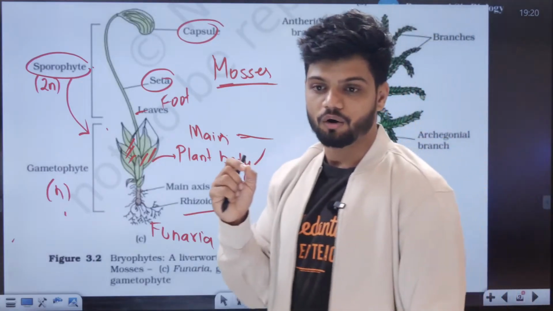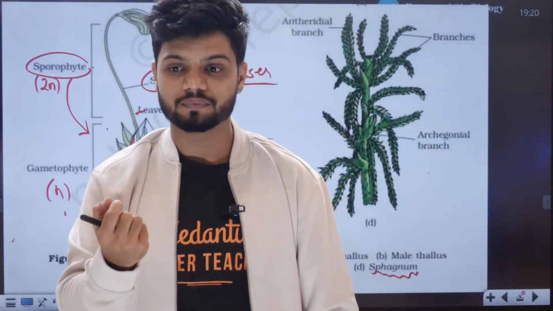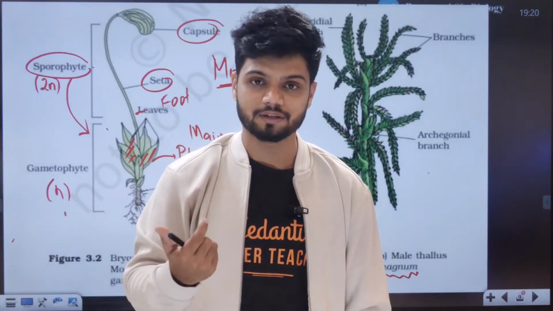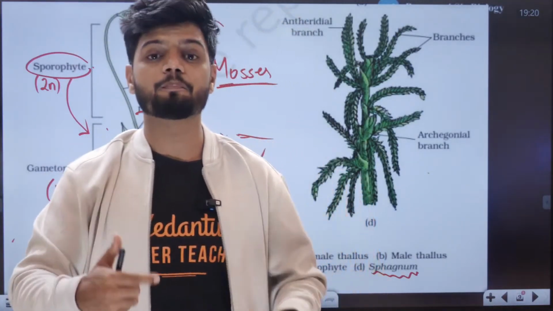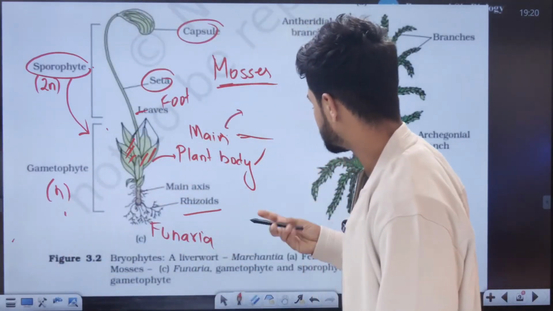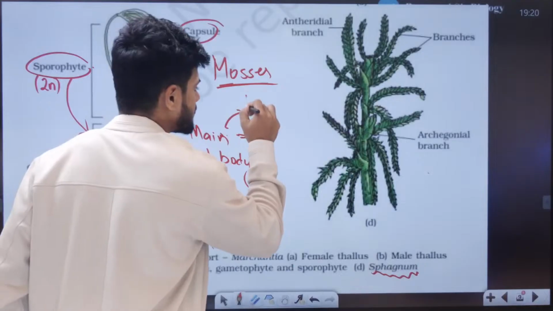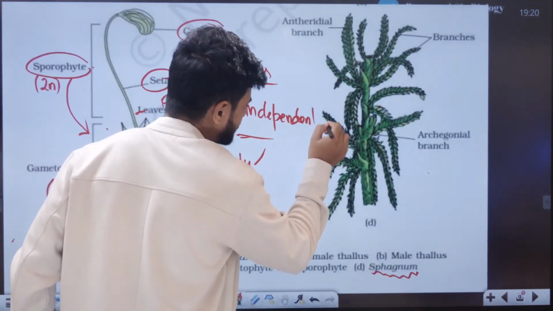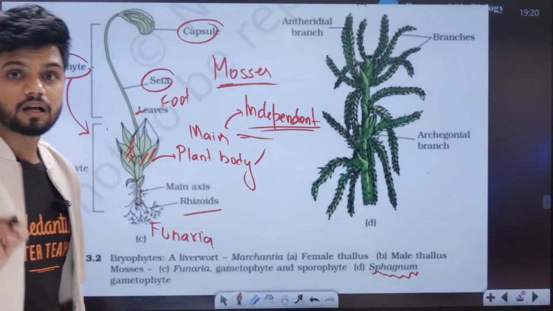Now I feel all of you are able to understand. The gametophyte is autotrophic in nature. It is independent. The main plant body is independent. It is green in color. It has chlorophyll.